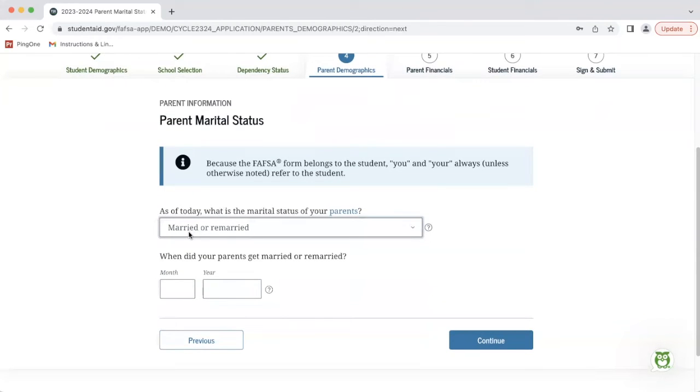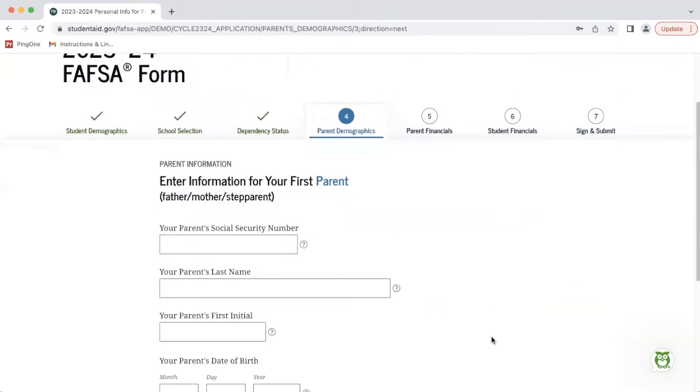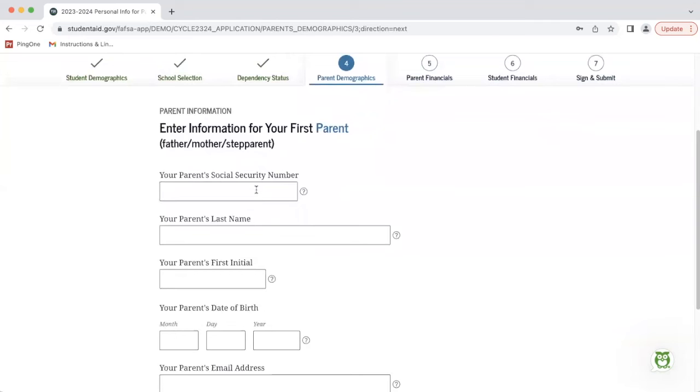After I put married or remarried, it's going to ask for the month and year that my parents were married. On the next page, it's going to have us begin to fill out information about our parents.